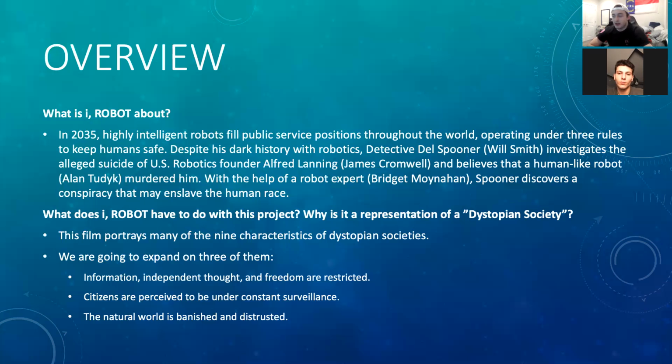So, what does I, Robot have to do with the project? Why is it a representation of a dystopian society? This film portrays many of the 9 characteristics of dystopian societies that we talked about in class and that was given to us in the instructions, but we're going to expand on 3 of them specifically. The first one being information, independent thought, and freedom are restricted. Citizens are perceived to be under constant surveillance, and the natural world is banished and distrusted.